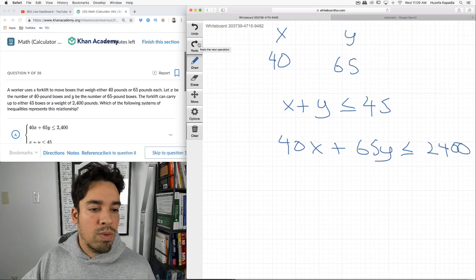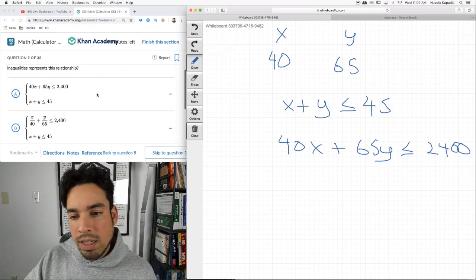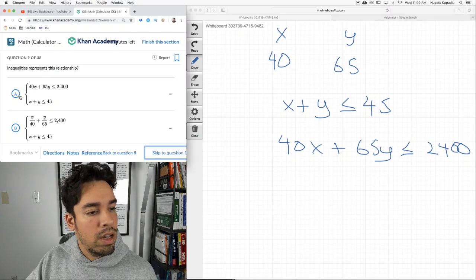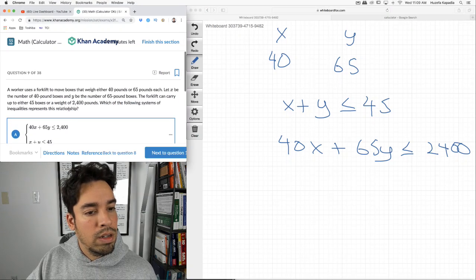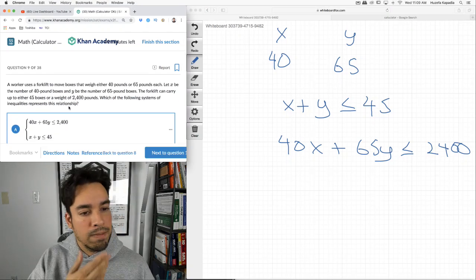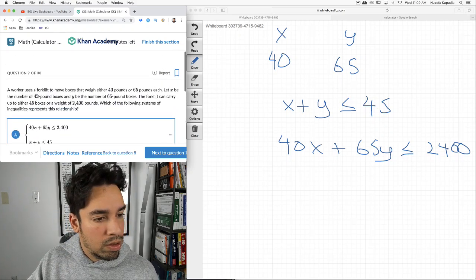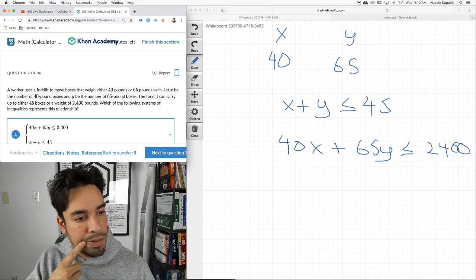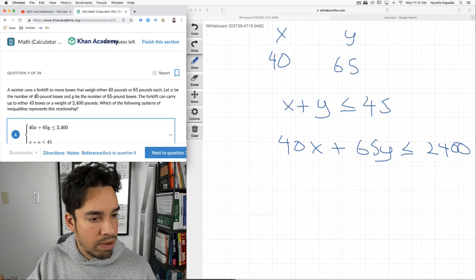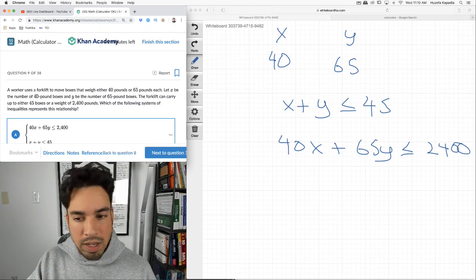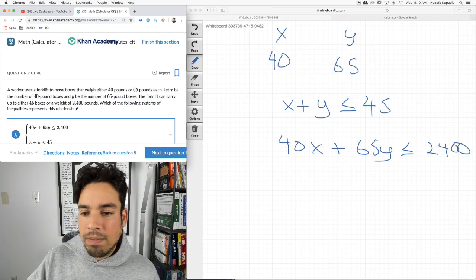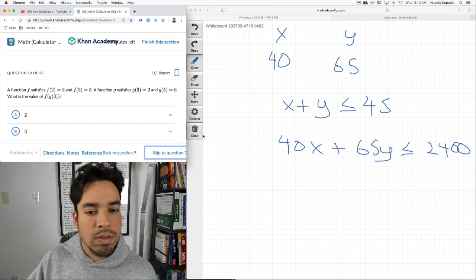Which of the following systems represents the situation? Done. So I already got it, and let's see. Yes. A. That's it. Right? Well, let me think about it for a second. Because I see this one, it threw me for a loop. Carry either 45 boxes or a weight of up to 2,400. Yeah. No, this is right. This is right. Okay, next.